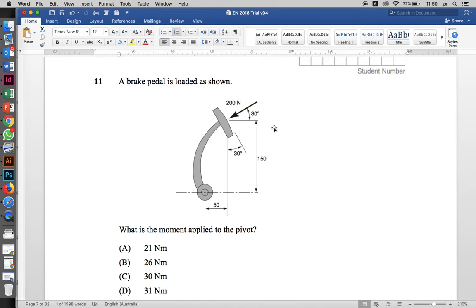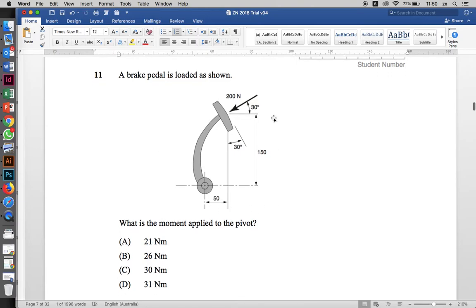You could convert this into millimeters for your answers, which is probably going to give you the most correct answer. But that's going to be going in this direction, and then you get a minus this one here, which is going to be 100 times 50.